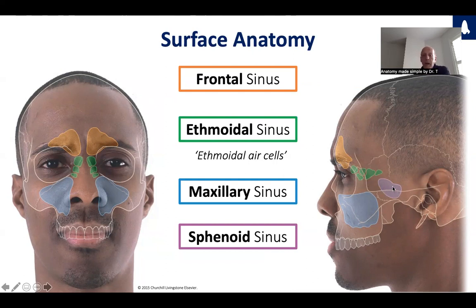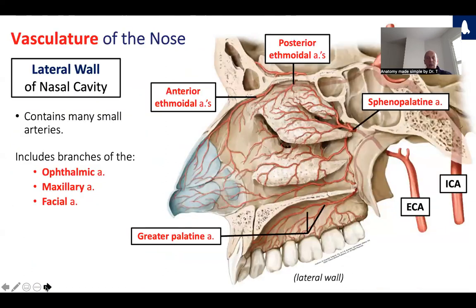Sphenoid sinus, as you can see, is way more recessed. It sits within the body of the sphenoid bone. And that is what we have as additional spaces that are making part of the airways.